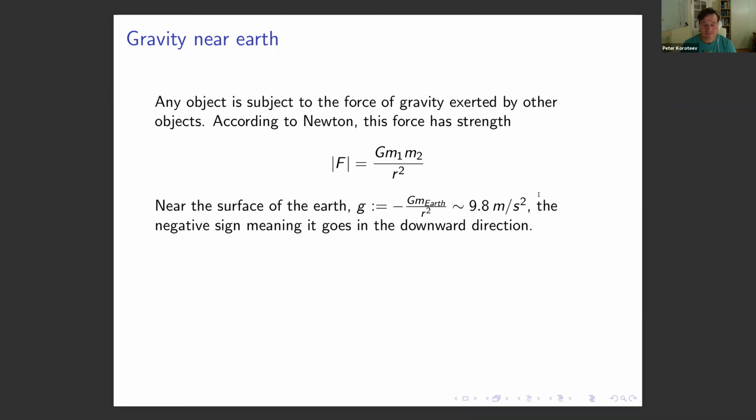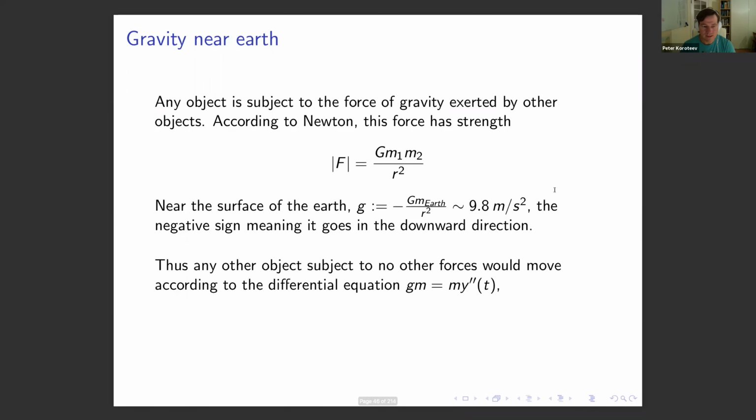Yeah, so you can think of the negative sign with the downward direction, if you put a vector. So any other object, subject to other forces, would move according to the differential equation Gm is equal to m times the second derivative of y, or just, if you cancel off m because you know that it's not equal to 0, that g is equal to the second derivative of y. Right, so the acceleration of this particle is equal to this constant g.